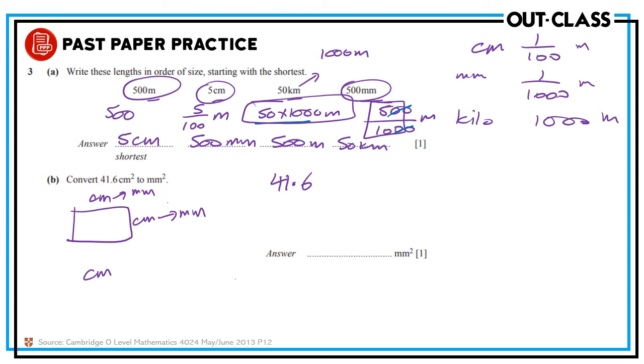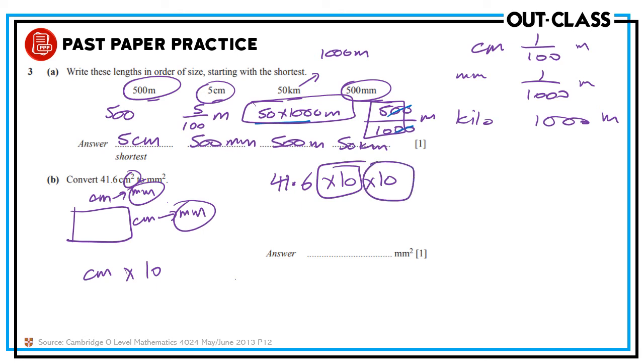Well, I just multiply by 10, but because it happens twice, I have to do times 10 and then times 10. That's the only trick here. Most people will just do it once, you won't. So anytime you see square, draw a square or know that you have to do it twice. So the first one moves the decimal 1, the next one moves the decimal another, so you get 4160 millimeters squared.